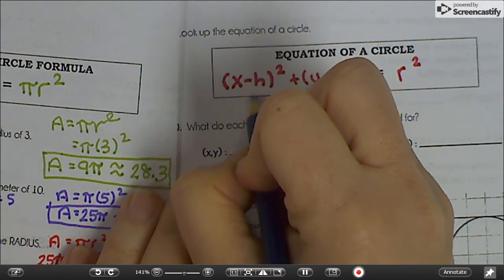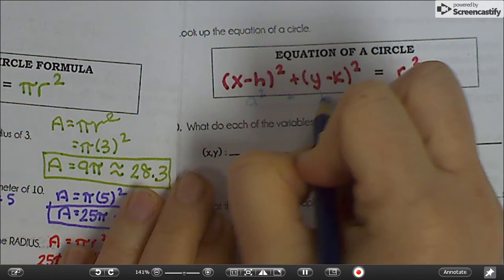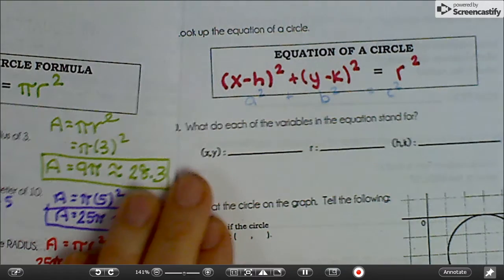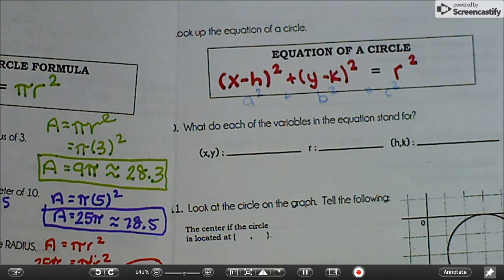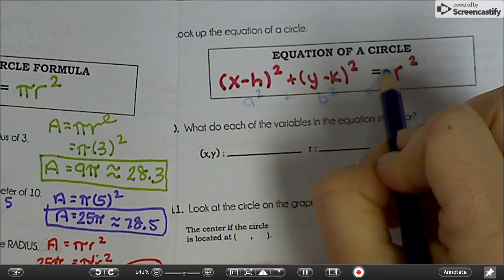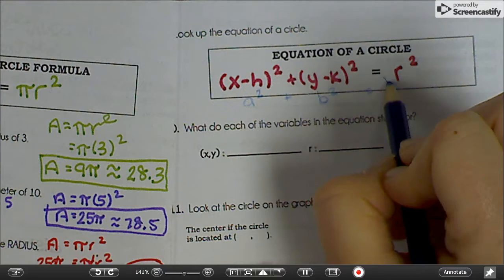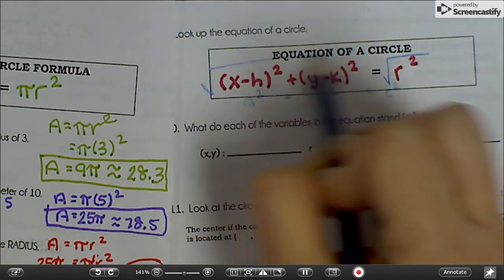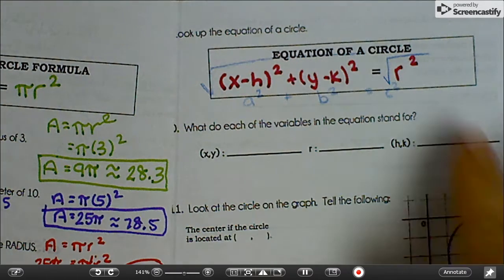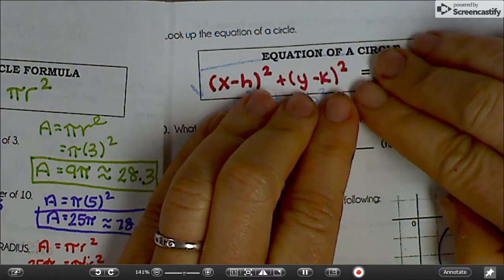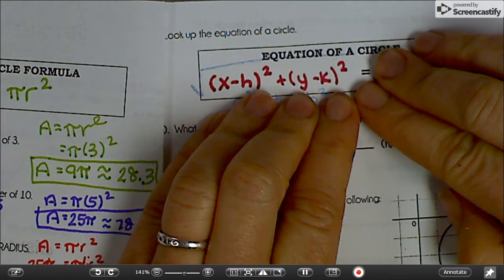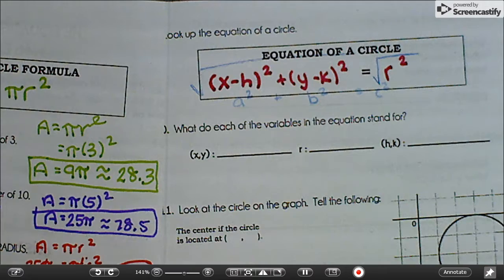See, don't write this, just watch. a² + b² = c². All right, so the equation of a circle is also a form of the Pythagorean theorem. And also, if we take the square root, just to get the r alone, don't do this again on your paper, just watch. What does that turn into? r equals this, the distance formula. Okay, so these are all related to each other.